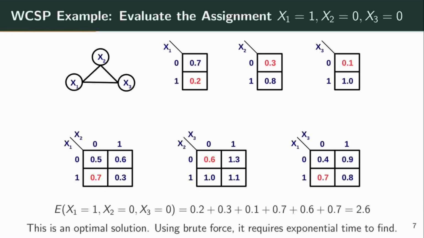So this is another example. Here we have the assignment of x1 equal to 1, x2 equal to 0, and x3 equal to 0. In this case, the total weight is 2.6, and this is the optimal solution that we found by brute force. However, note that using brute force requires exponential time to find this optimal solution.